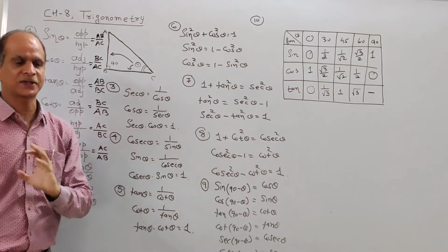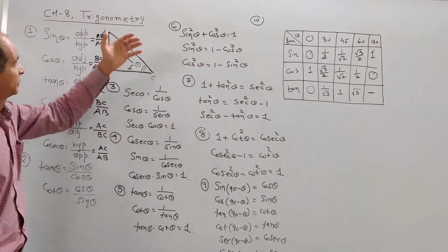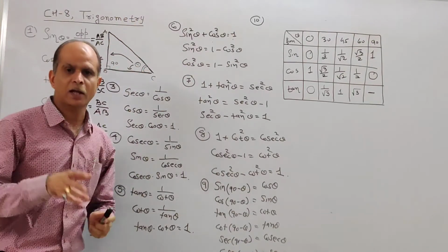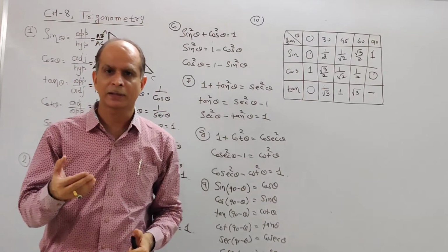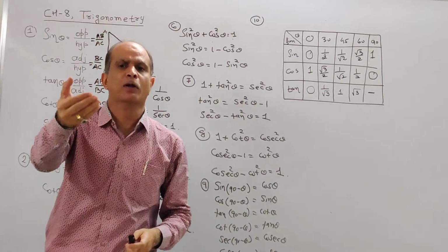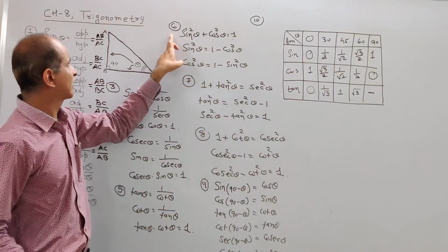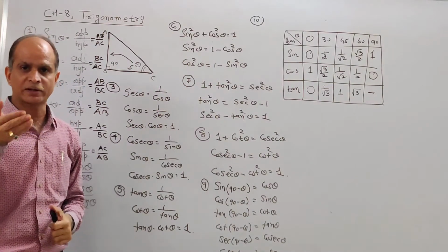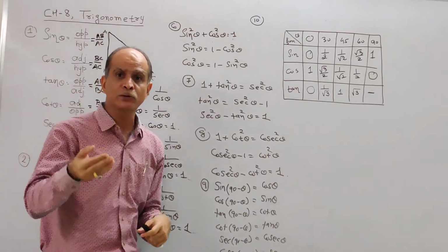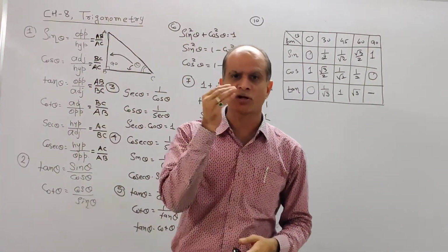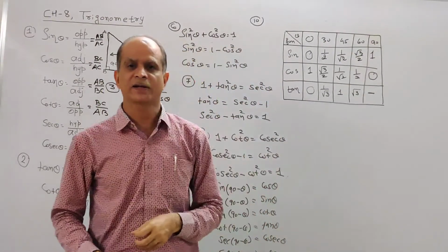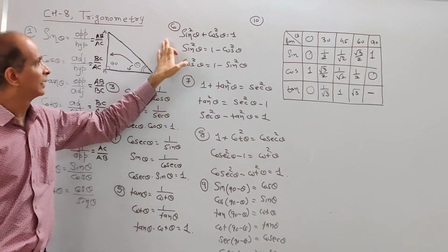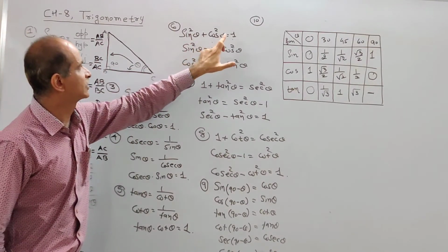Now formula number 6. These three formulas, formula number 6, 7, 8, they are known as fundamental identities of trigonometry. Now first fundamental identity of trigonometry is sin square theta plus cos square theta is equal to 1. If you want to convert sin theta into cos theta or cos theta into sin theta, one has to use this formula. So the formula is sin square theta plus cos square theta is equal to 1.